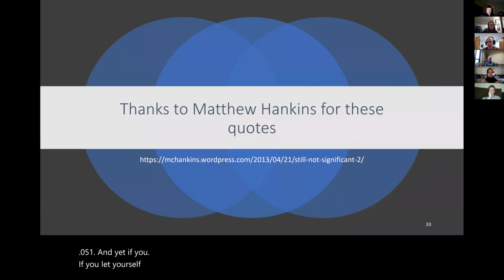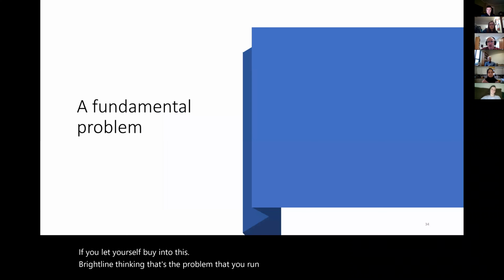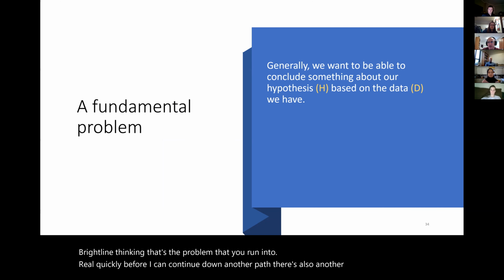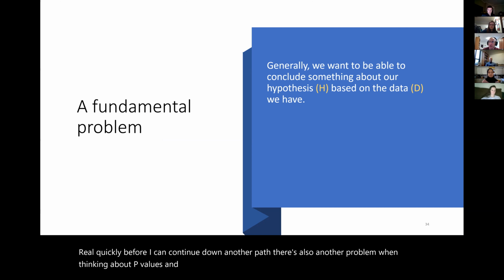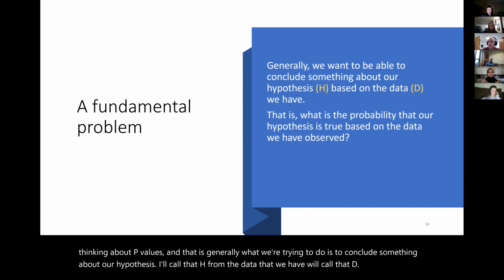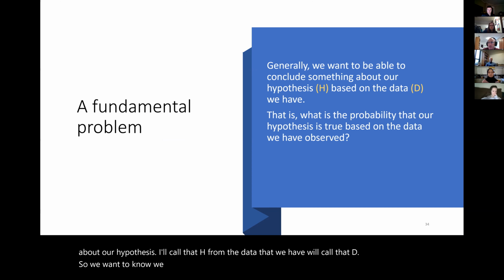Into this bright line thinking, that's the problem that you run into. Real quickly, before I can continue down another path, there's also another problem when thinking about p-values, and that is generally what we're trying to do is to conclude something about our hypothesis, I'll call that H, from the data that we have, we'll call that D. So we want to know, we might frame it as what's the probability that our hypothesis is true given the data that we've observed.